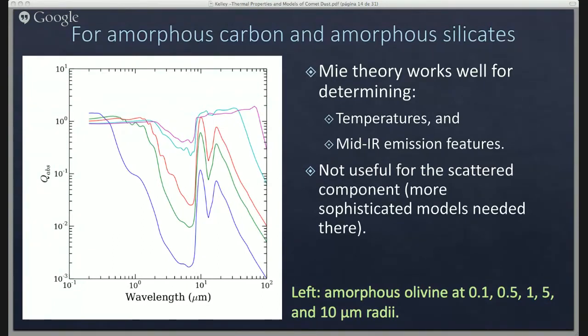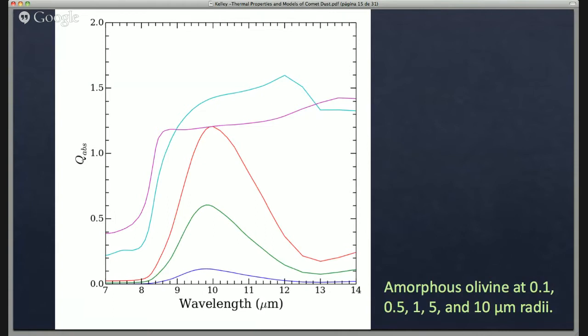Looking in particular at that 10 micron window where a lot of our comet data is, so 7 to 14 microns, Q absorption now both on a linear scale. Again, here's 1/10 of a micron. The feature shifts a little bit shortward when we're getting up to 1/2, 1 micron. 5 microns looks very different. And same thing with 10 microns. I think this is 5 and that's 10. Either way, the shape of the silicate emission feature does give you information on the grain size. Not only is temperature a part of that equation, but also the shape of that emission feature.